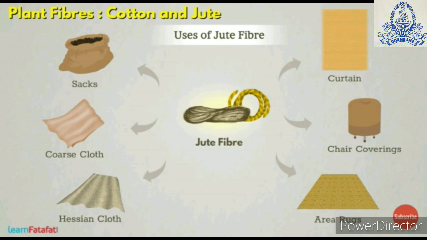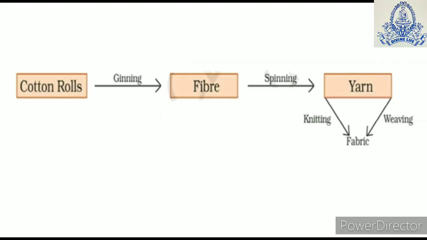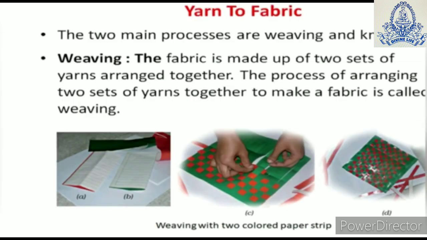rugs, etc. So students, first we take cotton bolls. After ginning, it is converted into fiber, and after spinning, it is converted into yarn. And to get fabrics, we use two methods, that is knitting and weaving. So let's take yarn to fabric. The two main processes are weaving and knitting.